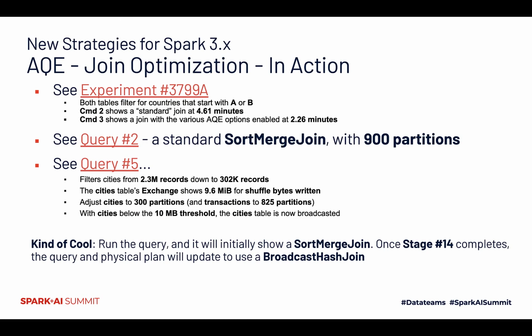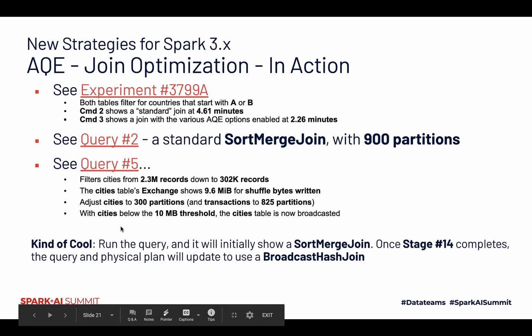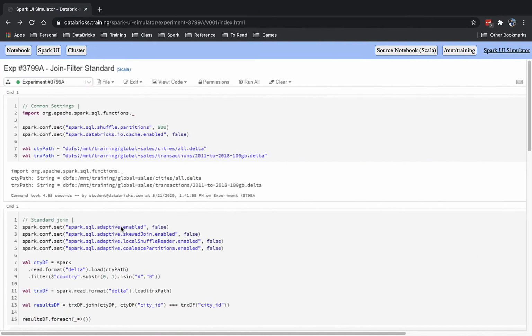Now let's look at another example where runtime analysis can lead to optimizations with adaptive query execution where static analysis could not. In this case, we're going to look at switching a sort merge join to a broadcast join. So here, I'm going to go ahead and set the number of shuffle partitions to 900 again, just so we can see the benefit of the dynamic coalesce logic.